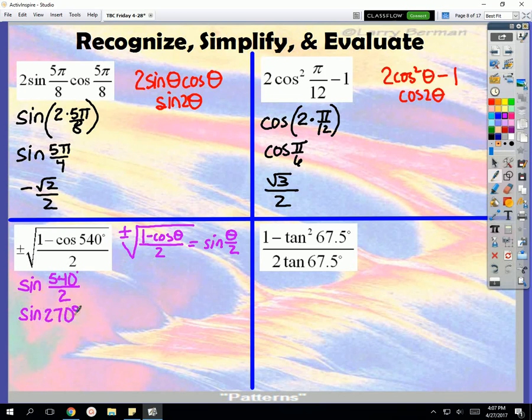Oh, and I know that because on the unit circle, remember 270 is down here, and that point is 0, negative 1, and sine's y. Here we go. So we've got that one worked out.